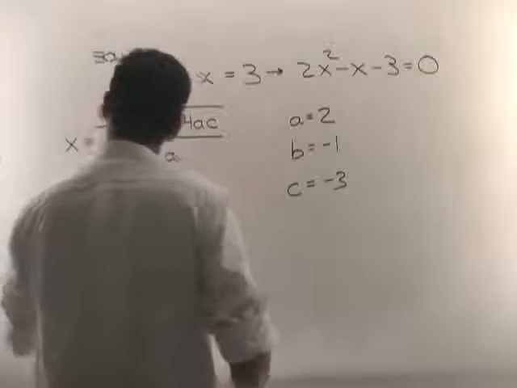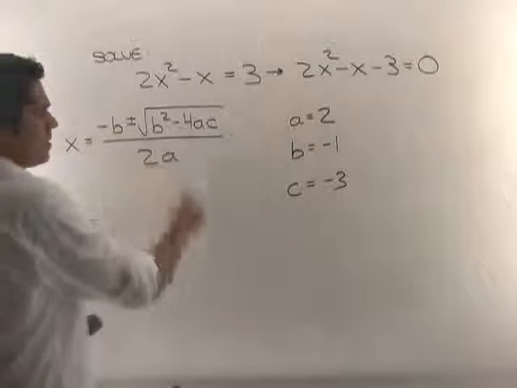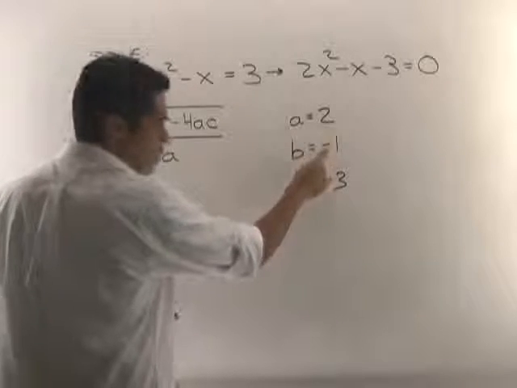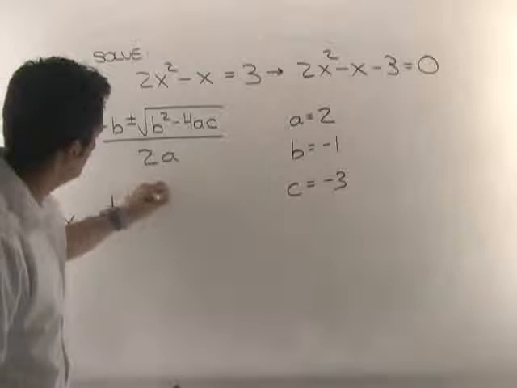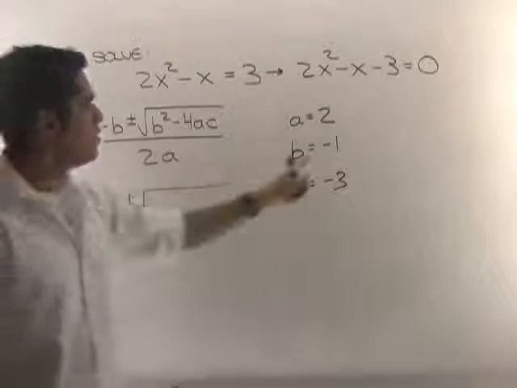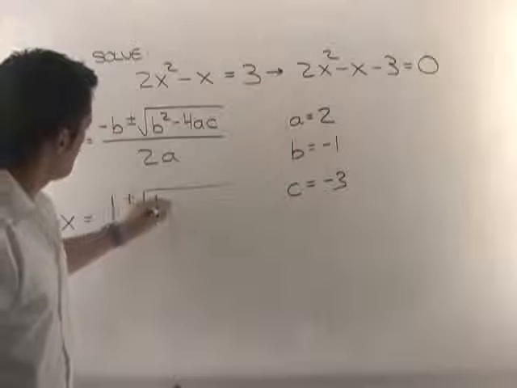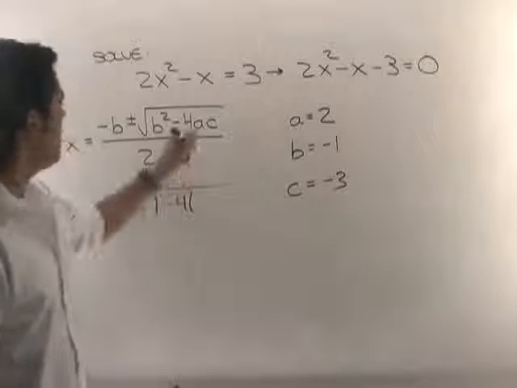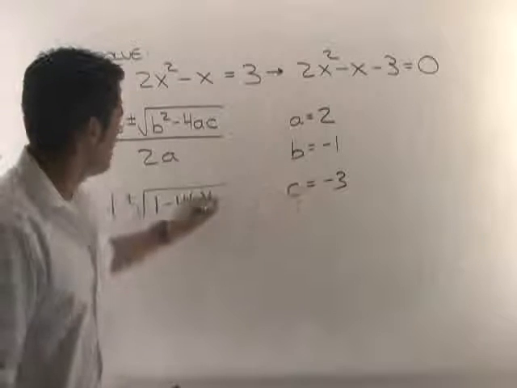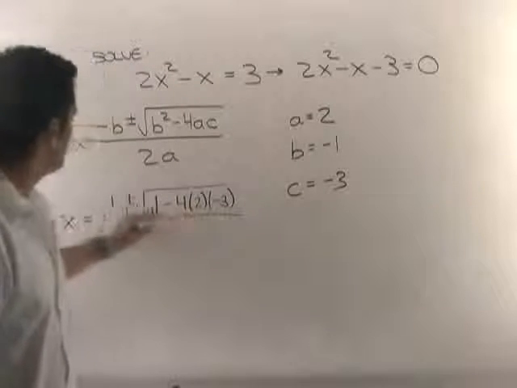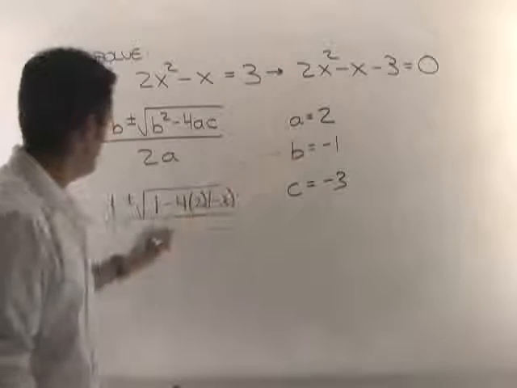Our solutions, our x values, should be equal to -b. So negative b is the same as -1. So it'll be +1 plus or minus the square root. Now, b squared, if you take -1 and you square it, -1 times -1 gives us +1, minus 4 times a, now a is 2, times c, c is -3. All of this, the entire thing, is going to be divided by 2 times a, which is 2.